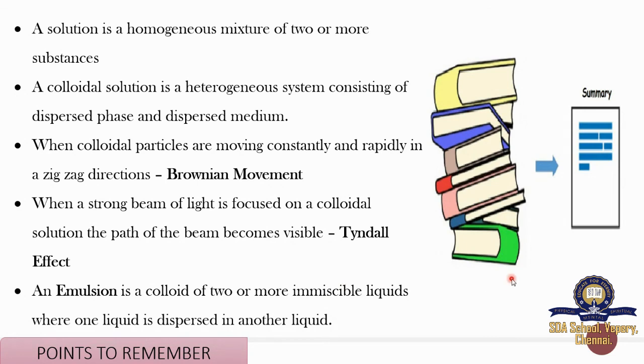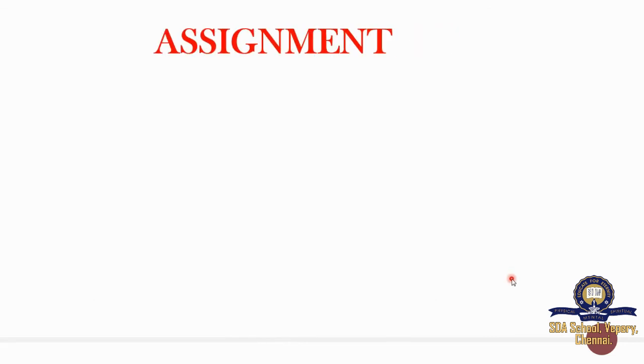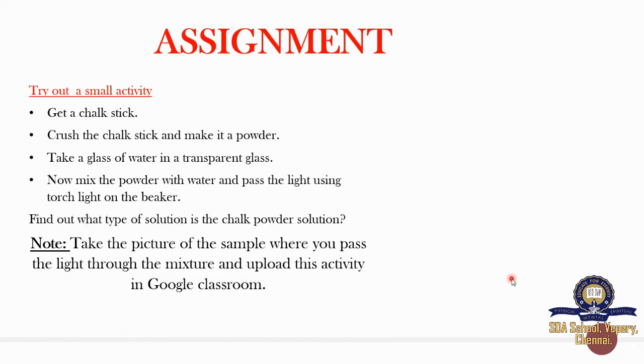So let's move on to the assignment part. As for the assignment, I'm giving a small activity to try out at your home. So get a chalk piece. Crush the chalk piece and make it a powder, and take a glass of water in a transparent glass. Mix the chalk powder with water and pass the light using a torchlight on the beaker.